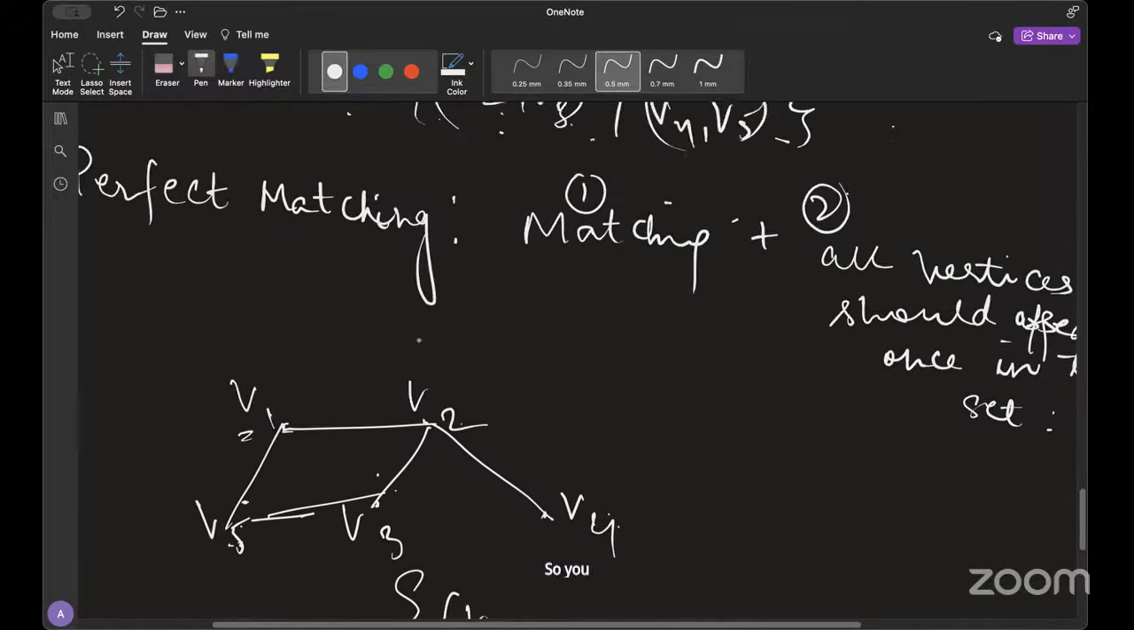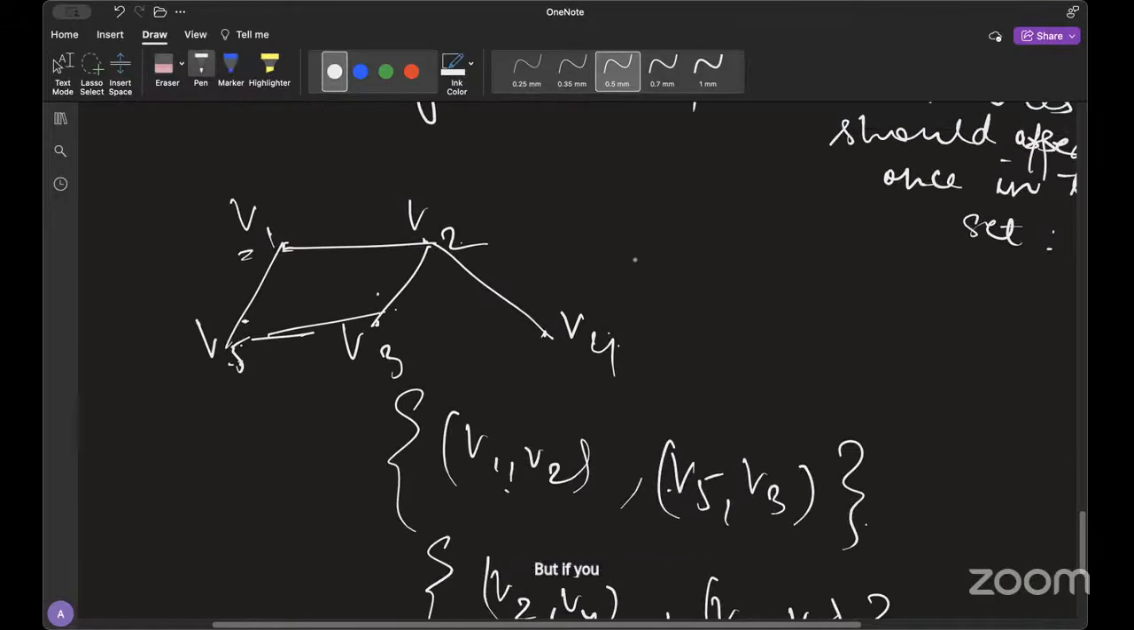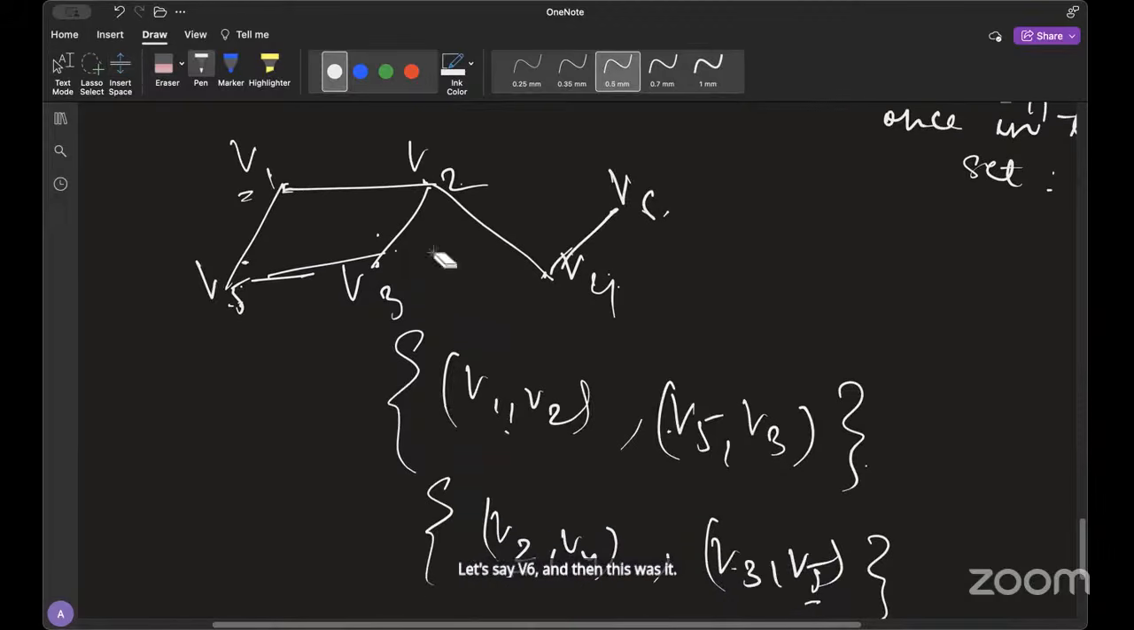So you cannot have a perfect matching here. But if you add another one here, let's say V6, and then this was it, then you could have V4 and V6.